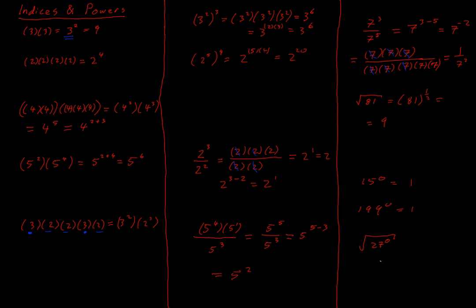So if I take my final example here, the square root of 27 to the power of 0. We're combining several of our ideas here together. 27 to the power of 0 is going to be 1. And what's the square root of 1? What number would I multiply by itself in order to get 1? It would just be 1. So these are the different ideas that we need for right now for indices and powers.